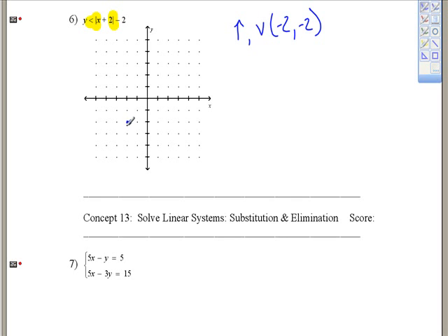Tell me about the sides. What's their steepness? 1. So we go up 1 over 1, and we'll do that a couple times. It'll give us enough points to draw. And tell me about how these sides should be drawn. Why should they be dashed? Because it's strictly less than. There's no equals. So let's go ahead and dash in the sides here.